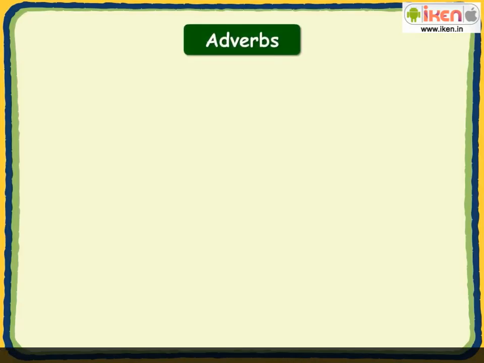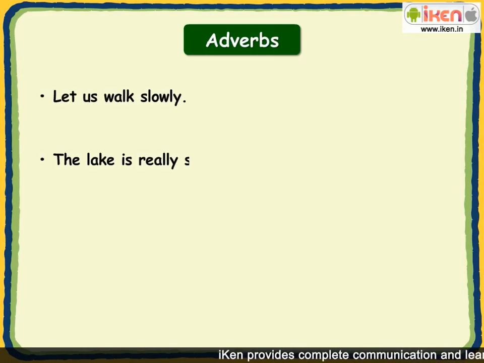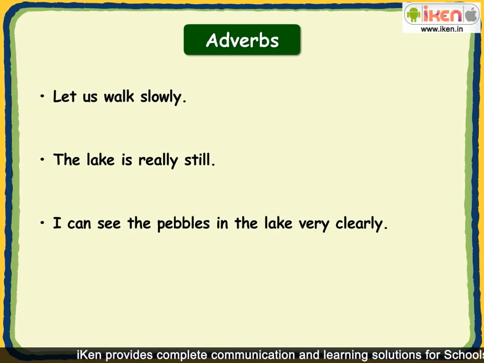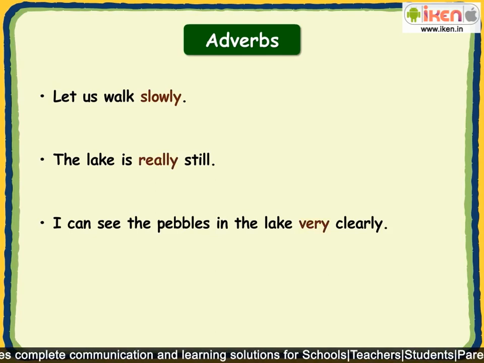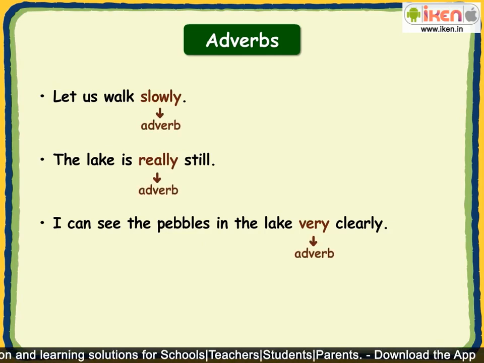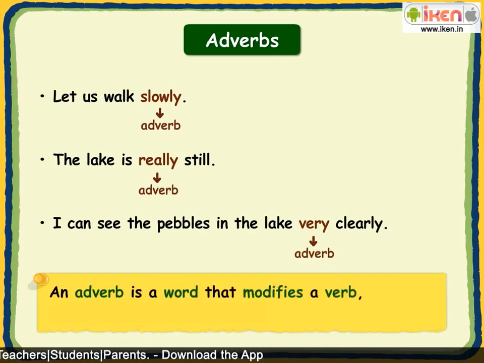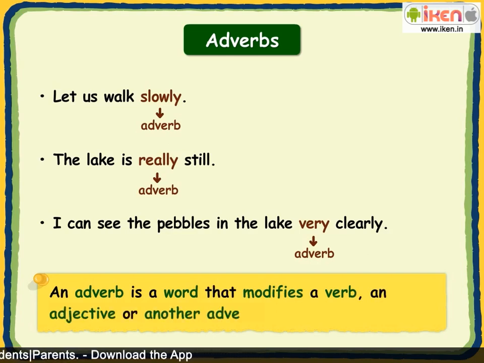Let's look at the following sentences that Cici and Fleck used in their conversation. Let us walk slowly. The lake is really still. I can see the pebbles in the lake very clearly. The words slowly, really, and very are used in the above sentences as adverbs to tell us more about the words they modify. An adverb is a word that modifies a verb, an adjective, or another adverb.